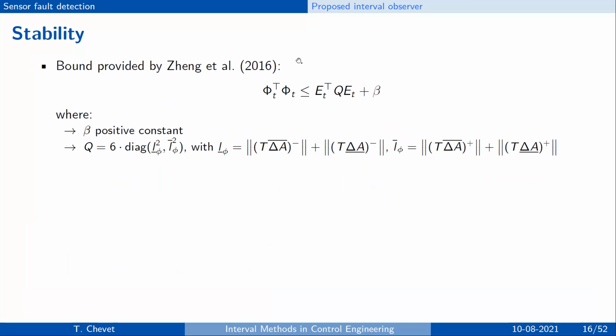Therefore, we found in the literature a bound for this quadratic term as another quadratic term, a quadratic expression of the estimation error and a positive constant. Here, the matrix Q and the positive constant B are functions of the bounds on the uncertainties of the matrix A and on the bounds of the potential estimation error.